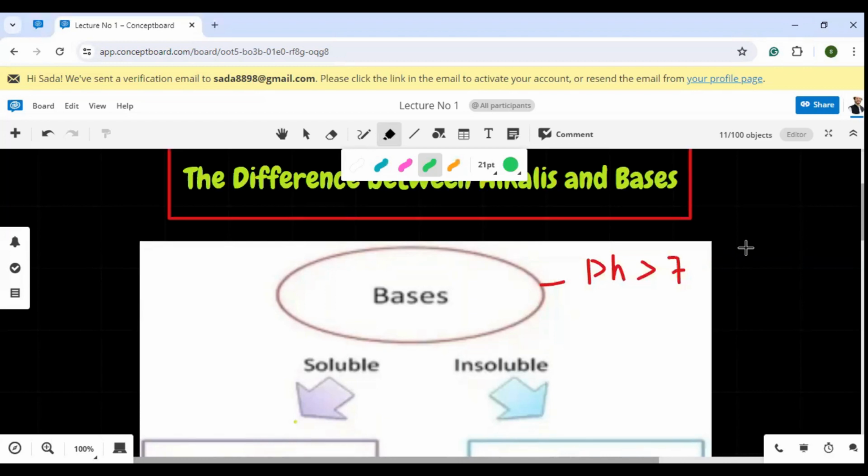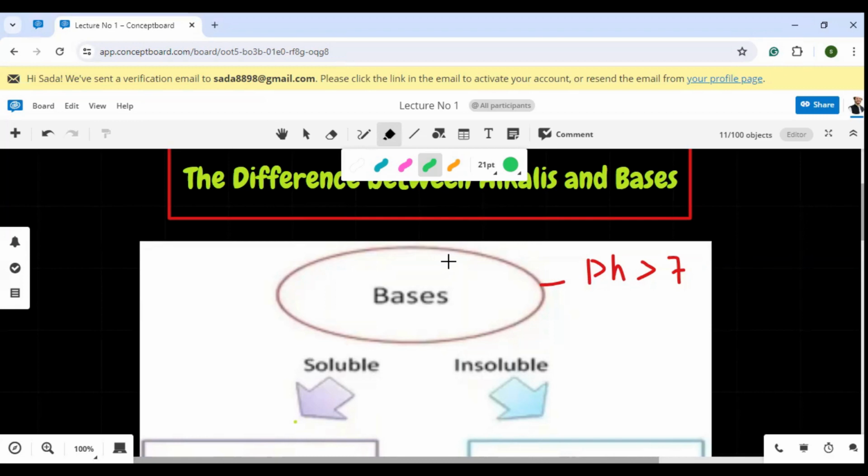They both are bases. Remember the point, they both are bases. Alkali are also bases, but some of the properties are different when you compare them with other bases. Some of the properties are different, but both are bases.